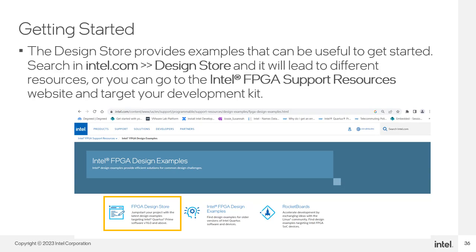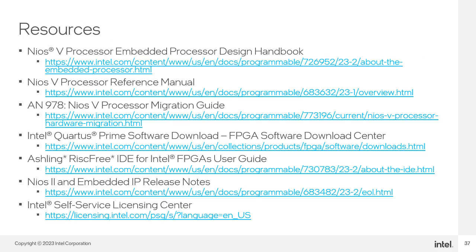You can find examples and resources in the design store inside our Intel.com search to get started with Nios V processors. These are some of the links for resources that include websites for the design handbook, reference manual, migration guide, as well as download center for Intel Quartus Prime software and Ashling RISC-V IDE for Intel FPGAs, Nios II embedded IP release notes, and the self-service licensing center.